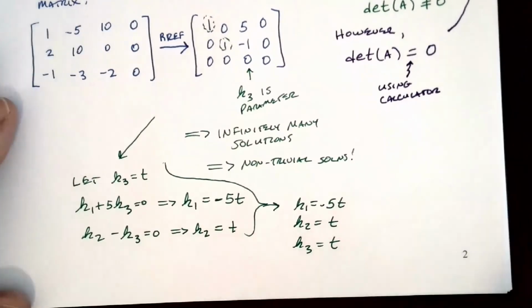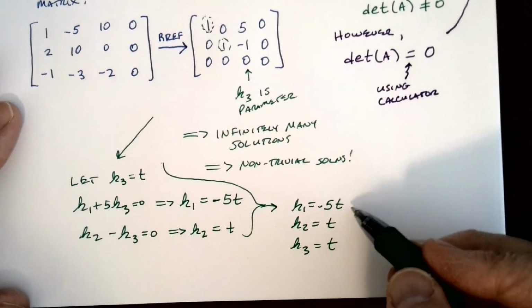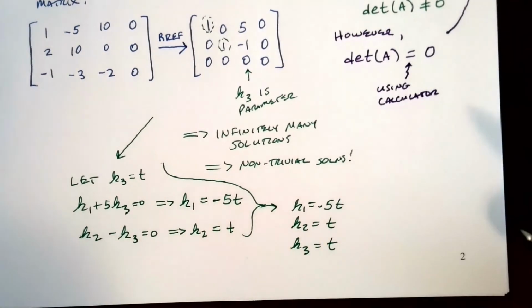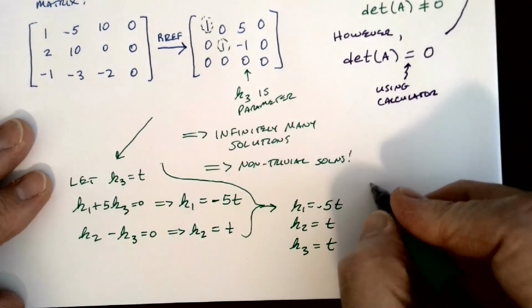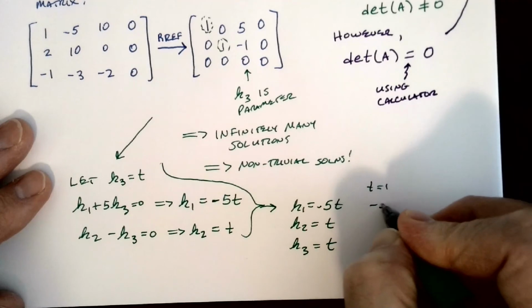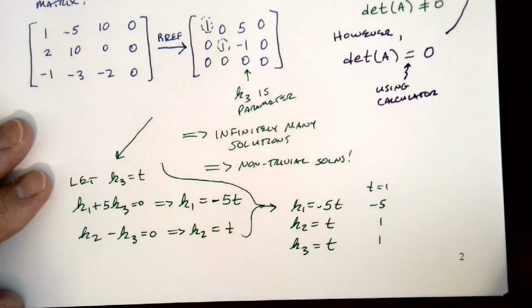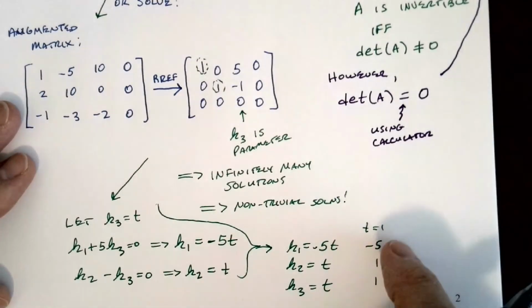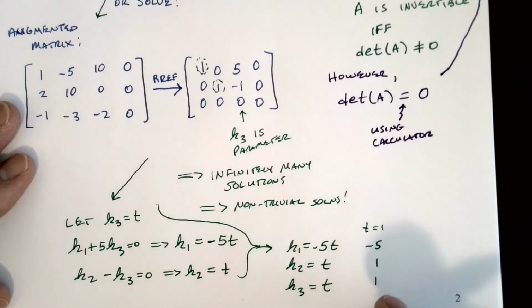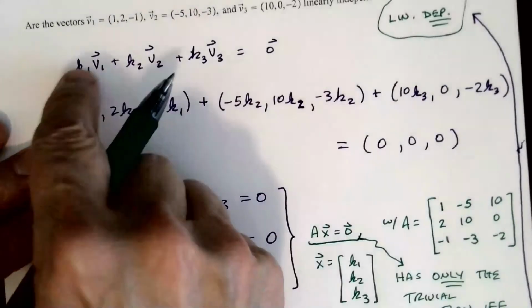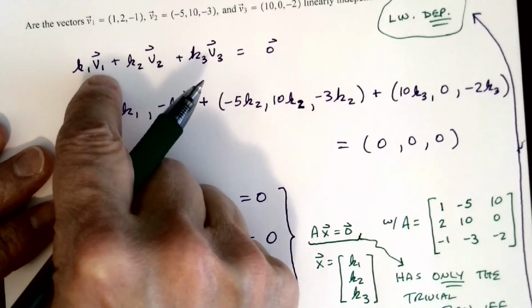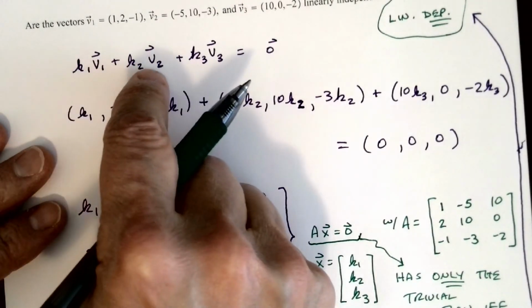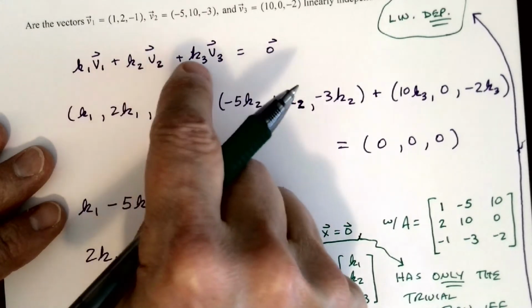Okay, so you can now find a particular solution. Obviously, when T is 0, they're all 0, but that's not the one I want. I want a non-trivial one. So let T be something other than 0. Like I can let it be 1. If T equals 1, then I've got negative 5, 1, and 1. And now I can come back up here. So K1 is negative 5, K2 is 1, K3 is 1. I can come back up here and write negative 5 V1 plus V2 plus V3.